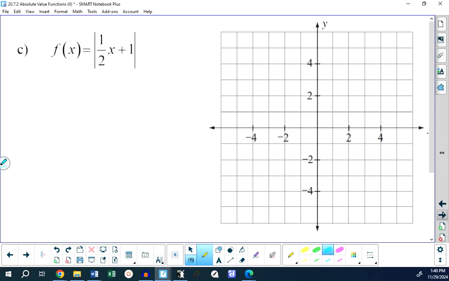Let's try instead graphing the absolute value function first before we write the piecewise functions. Now this is something we learned how to do yesterday. If I look at this function, you should know what this looks like. It has a slope of 1/2 and a y-intercept of 1.